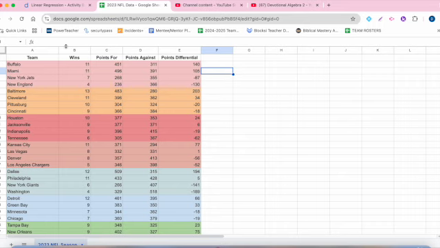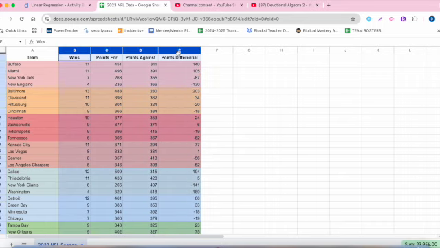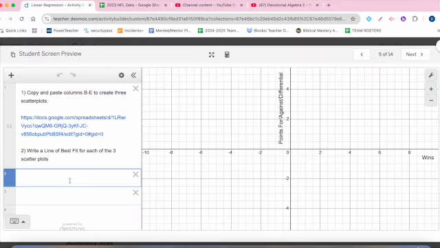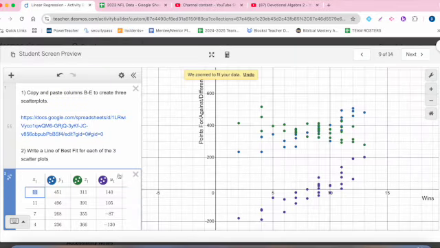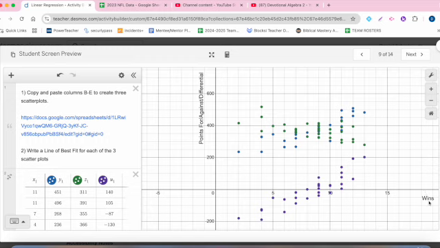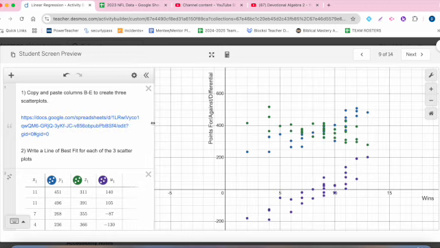So what we're going to do is we're going to take all this data, I'm going to copy it, I'm going to paste it into my Desmos screen right here, and there's all the data. Just so you understand what we're looking at, the x-axis represents the number of wins that the team had, and we're going to compare the wins to all three of those different things. How many points they scored, how many points were scored against them, and their point differential. So let's just look at these one at a time so that it's not so overwhelming.